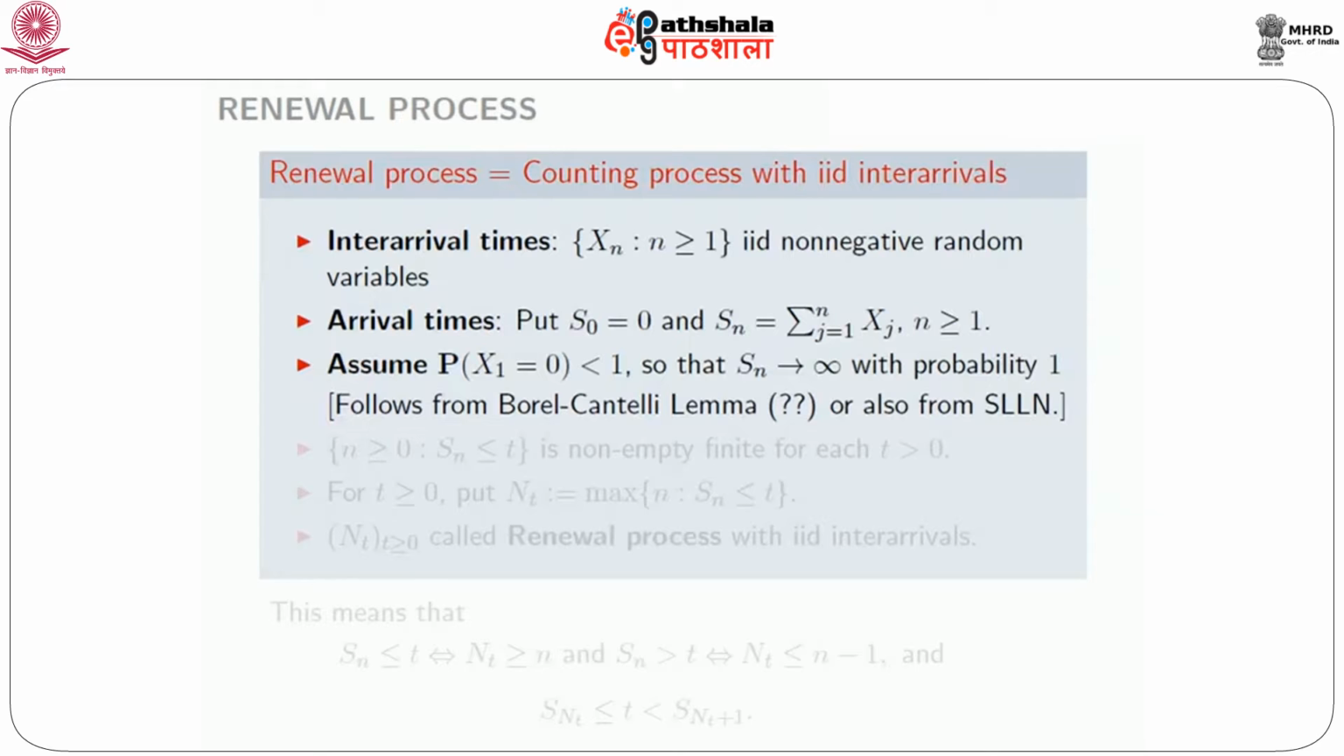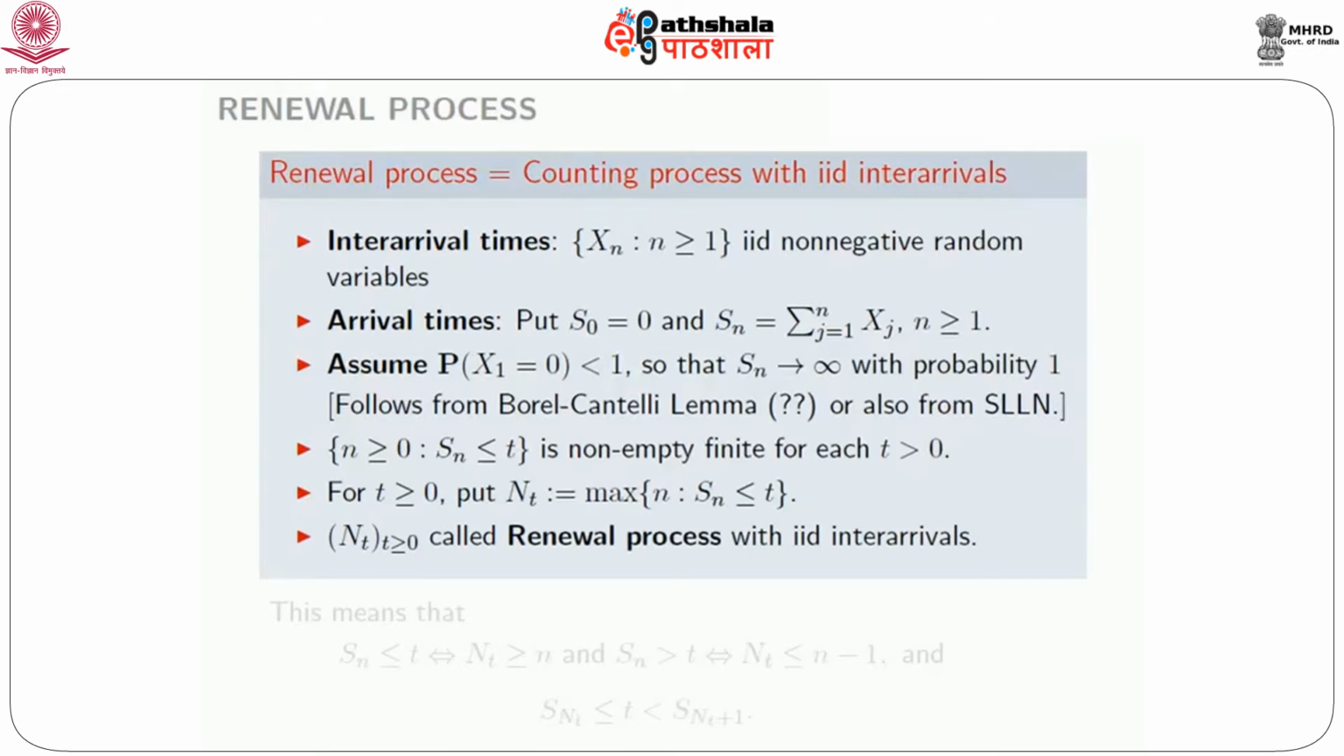Since the Xj's are non-negative, these Sn's satisfy the usual requirement for a counting process, namely S1 is greater than or equal to S0, S2 is greater than or equal to S1, and so on. This is where the assumption that I just pointed out comes in. We assume that the probability that X1 equals 0 is less than 1. That means the X's are not allowed to be degenerate at 0. With this assumption, it is not difficult to see that Sn goes to infinity with probability 1 as n goes to infinity. Well, how do we argue it?